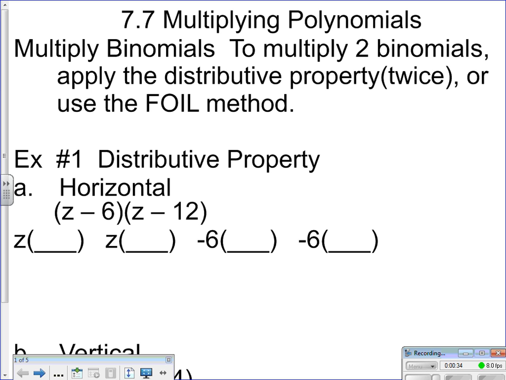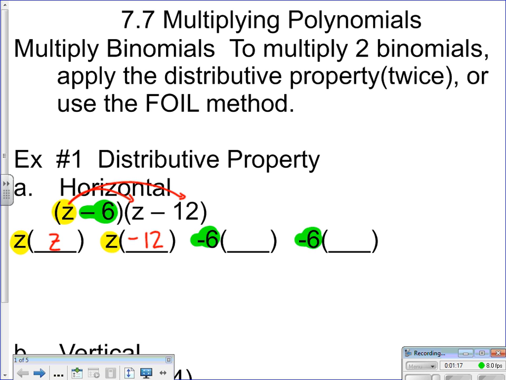So to start this off, here's how a problem is written horizontally in example 1a. In the beginning, there's a z, and that's represented here. And then with that z is a minus 6, which is represented here by the minus 6's. Now, in order to do distributive property, both the z and the negative 6 have to multiply both things in the other parenthesis. So we'll start. Z has to multiply the second z, and then it has to multiply the negative 12.